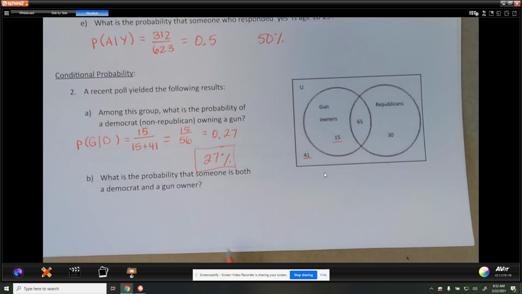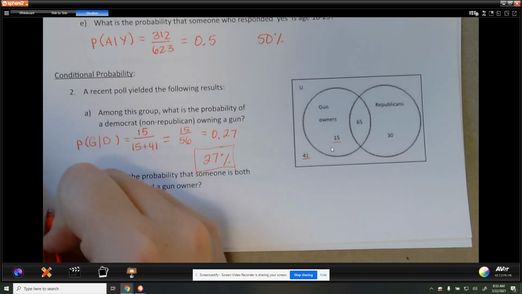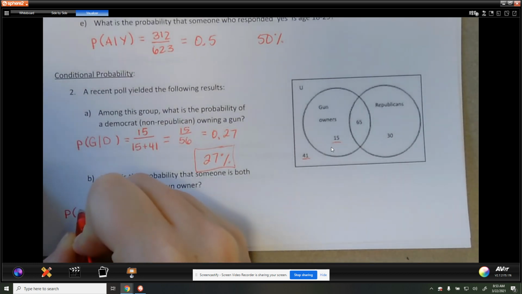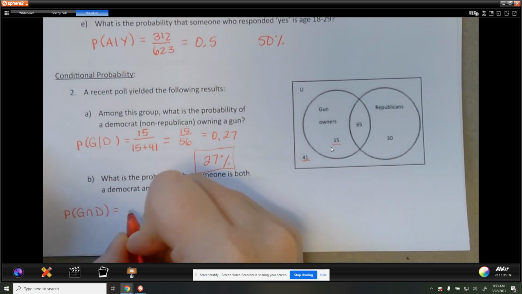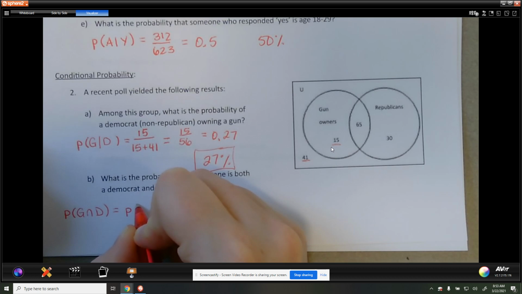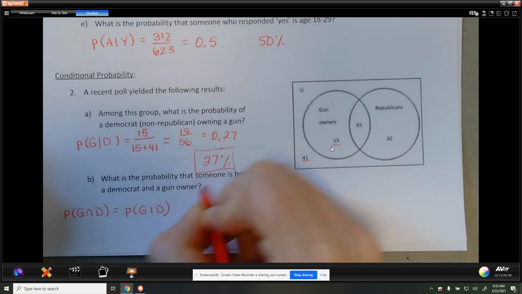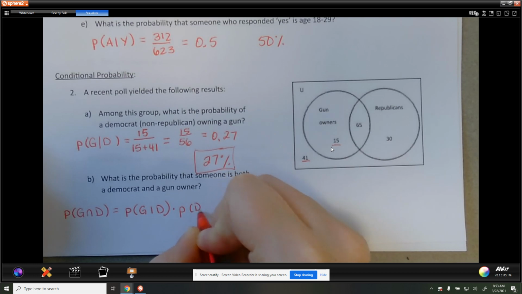Okay, there we go. What is the probability that someone is both a Democrat and a gun owner? So this is the intersection of Democrat and gun owner, right here, out of the total number of people that were interviewed. So the probability of gun owner and Democrat is equal to, this would be our product rule, the probability of G given D that we just found up here, times the probability of being a Democrat.